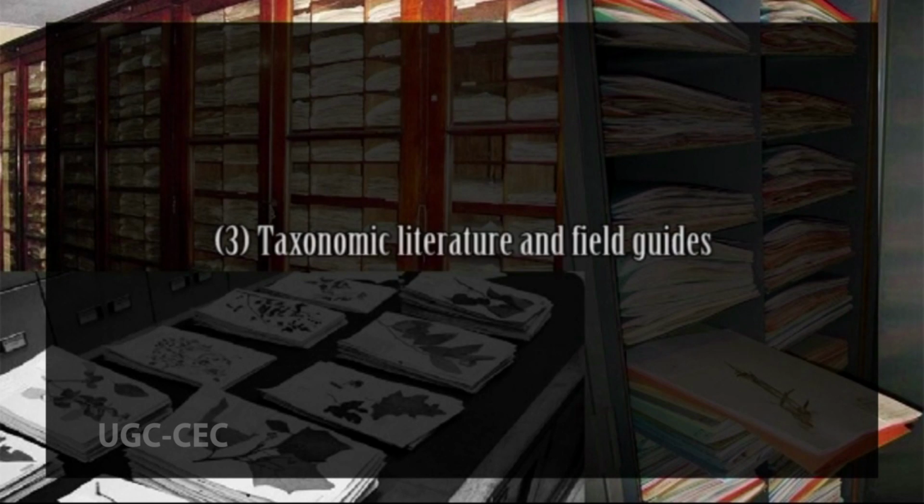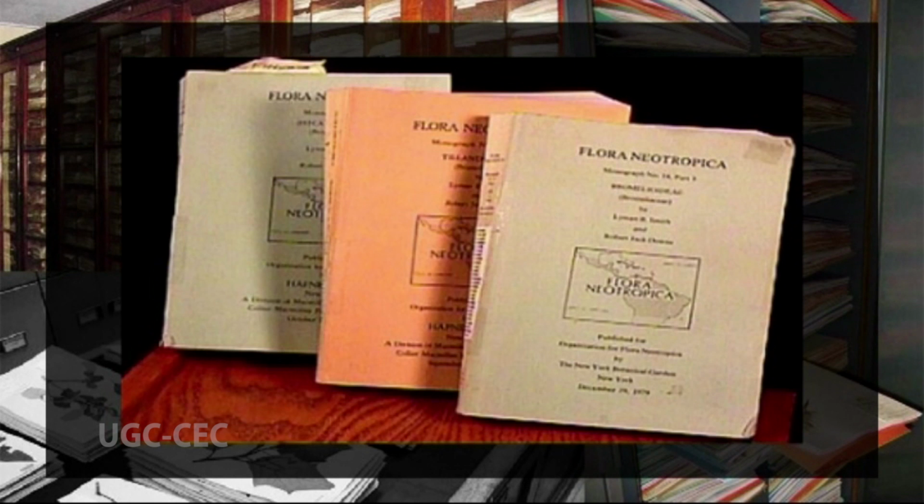Researchers can personally identify their collections by comparison with the duly identified herbarium specimens. Now we discuss taxonomic literature and field guides in plant identification. Various forms of literature which incorporate descriptions, illustrations and identification keys are important resources for correct identification of unknown plants.